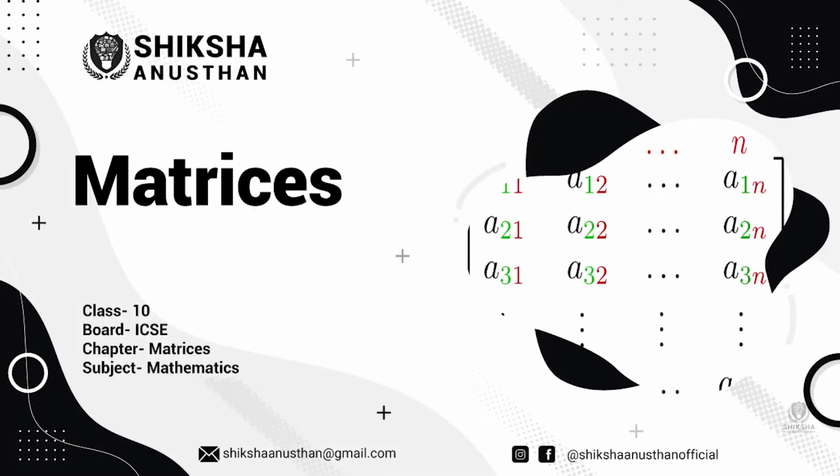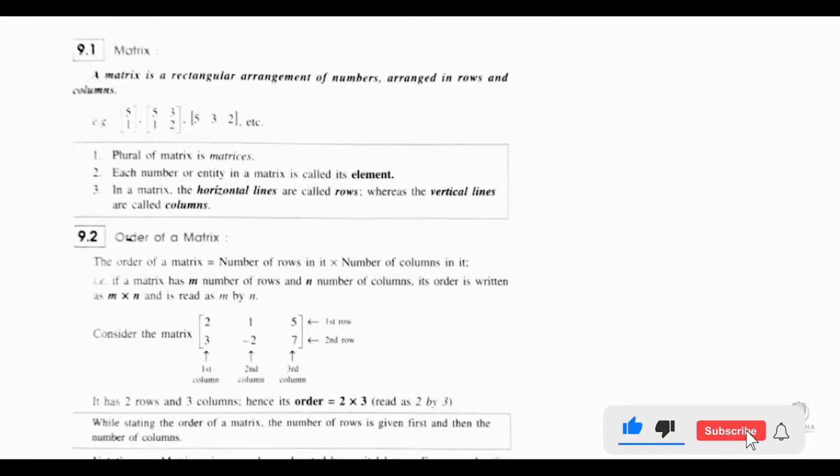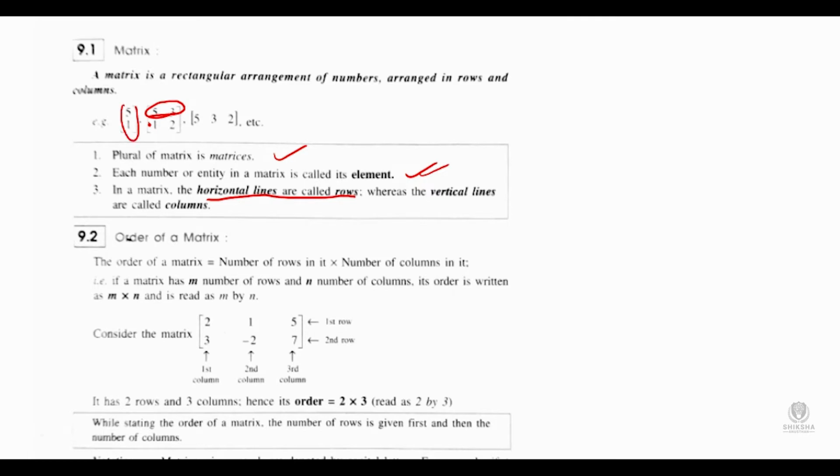In this video, we will be learning about matrix. What is a matrix? A matrix is a rectangular arrangement of numbers arranged in rows and columns. Its plural is matrices, and each number or entity in a matrix is called an element. In a matrix, the horizontal lines are called rows, and the vertical lines are called columns.